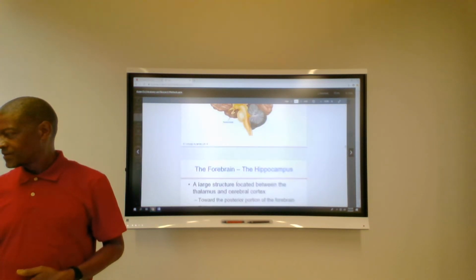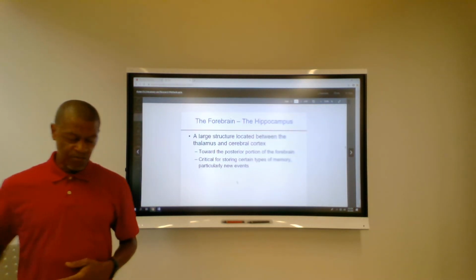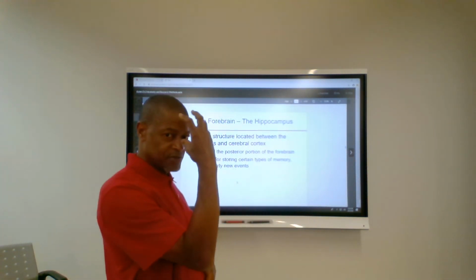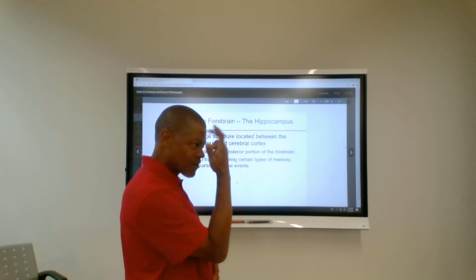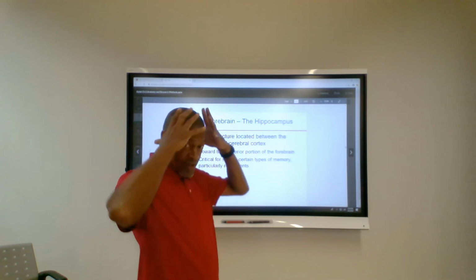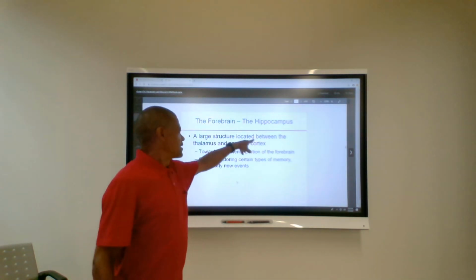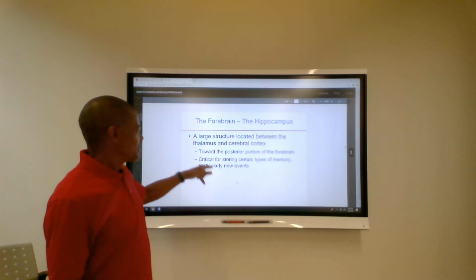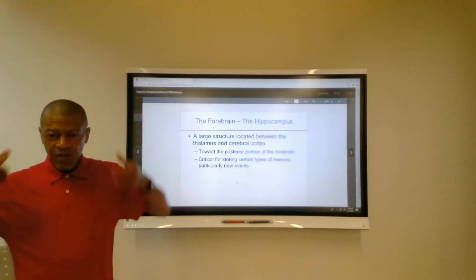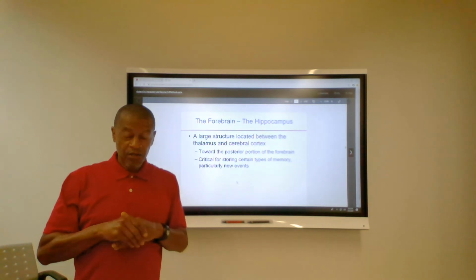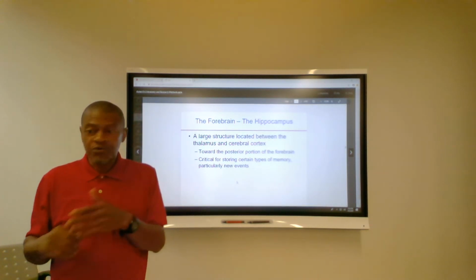Forebrain. So again, more structures. Even if it's saying forebrain, you think it's just the frontal part of your head, forehead. No, it's really everything that's beyond hindbrain and midbrain. Hippocampus, memory storage, located on the side of the brain. Looks like a seahorse, so it's a Greek word for a seahorse.